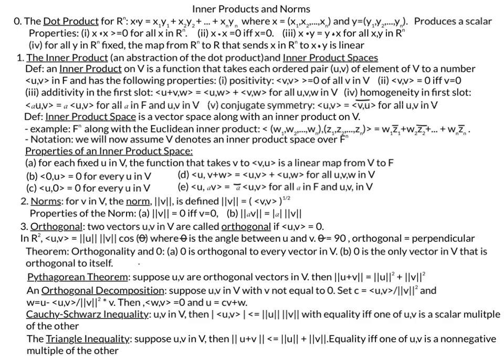We will look at and prove these theorems: orthogonality and 0. 0 is orthogonal to every vector in V, and 0 is the only vector in V that is orthogonal to itself. The Pythagorean theorem: suppose u and v are orthogonal vectors in V, then the norm of u plus v is equal to the norm of u squared plus the norm of v squared.